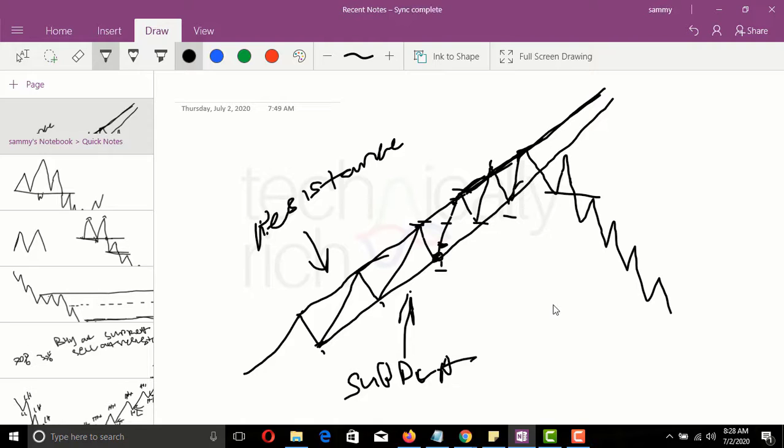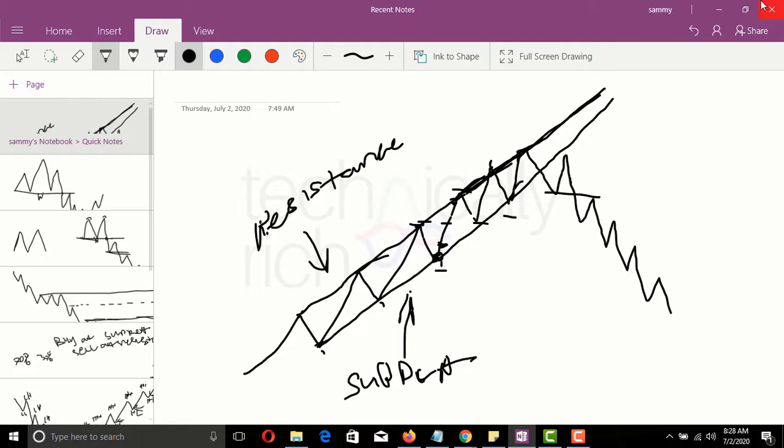So when your support trend line in an uptrend is broken, the market has to retest it, and if it retests and respects it, then it goes down. Remember the rule: when the support is broken, it must be retested and respected before the price goes down. When the resistance is broken, it must be retested and respected before the price goes up.